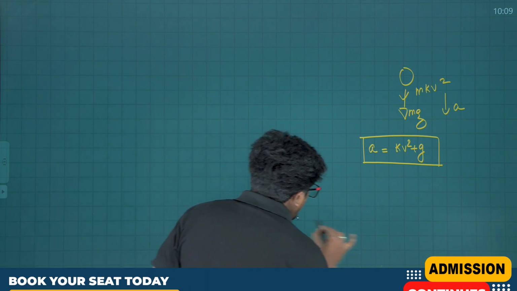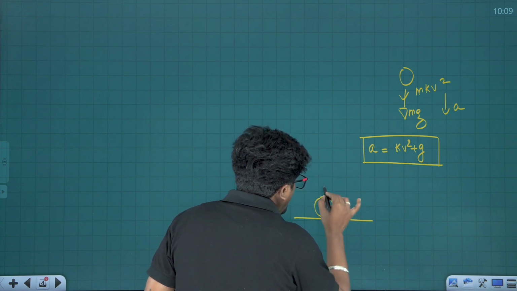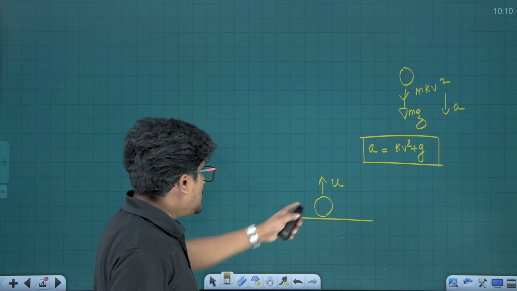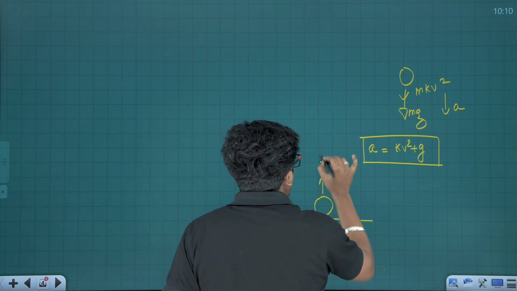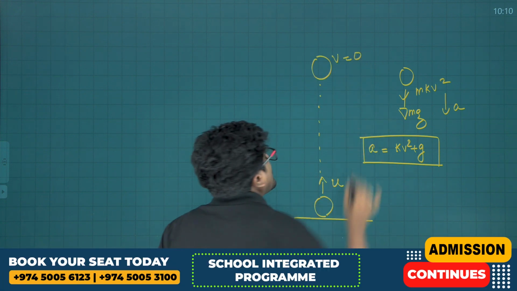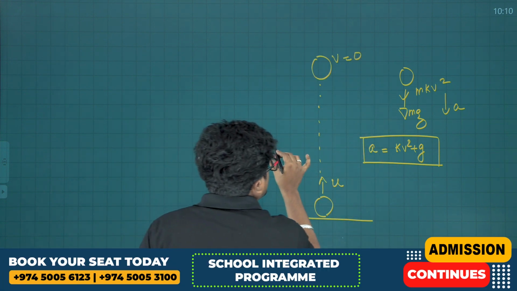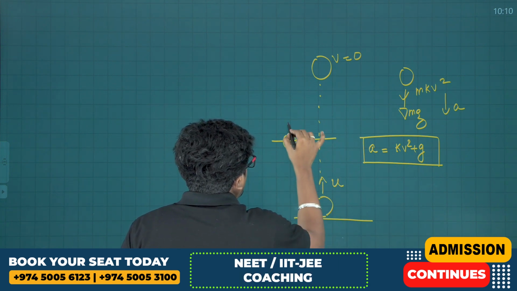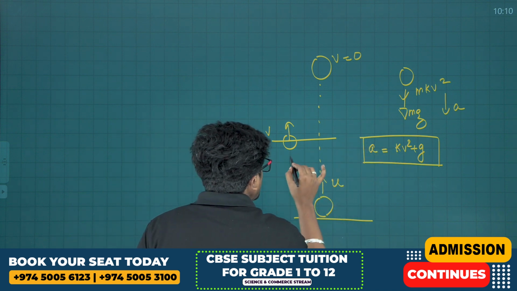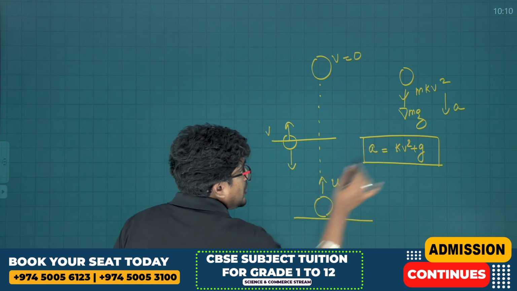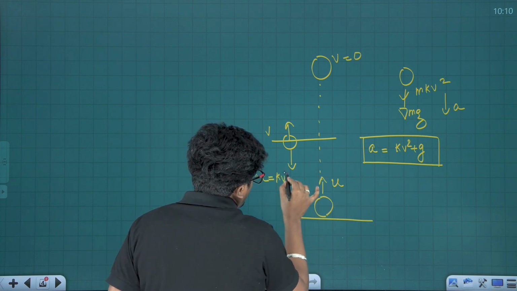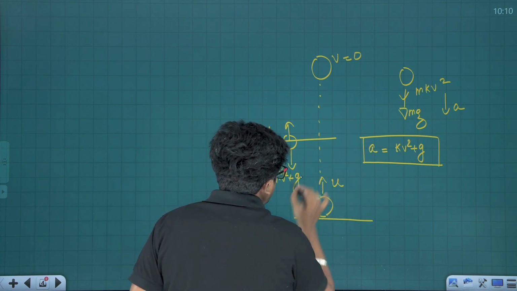So if I take this as the ground, and let me consider this body is thrown with a speed of u meter per second. Initial speed is u, and of course reaching here the final speed is going to be 0. Now somewhere here let v be the speed. Now as per the question, the acceleration experienced is A is equal to kv square plus g.